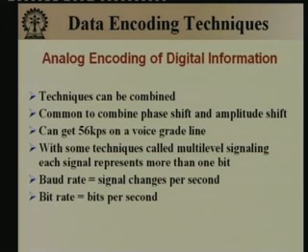These techniques can be combined. It is common to combine phase shift and amplitude shift keying, so we can get about 56 kbps on a voice grade line. This is the so called 56 kbps modem. You can get 56 kbps on a voice grade line, and this is very common these days. The modems that you buy usually are all 56 kbps kind.